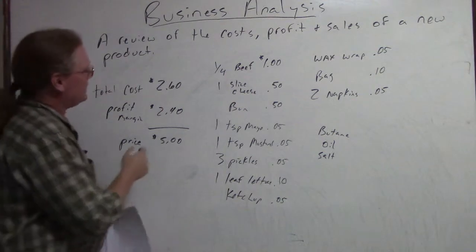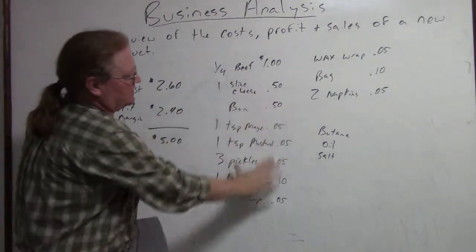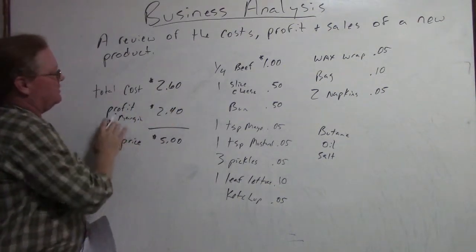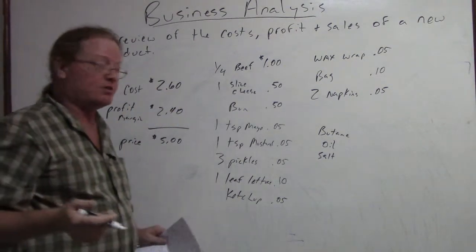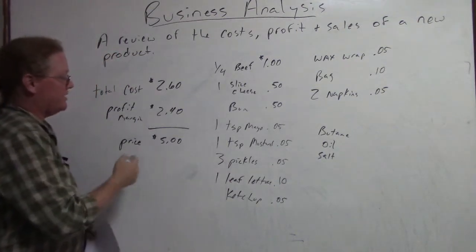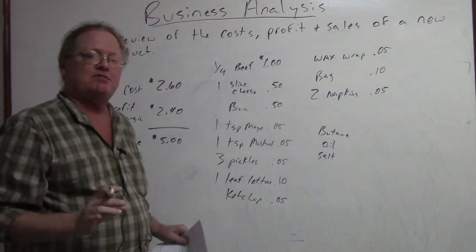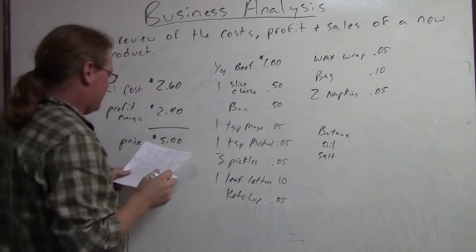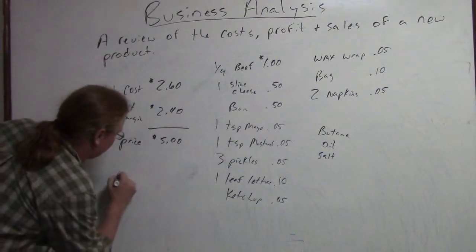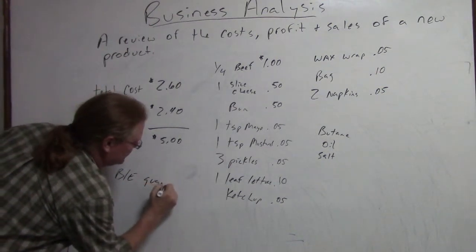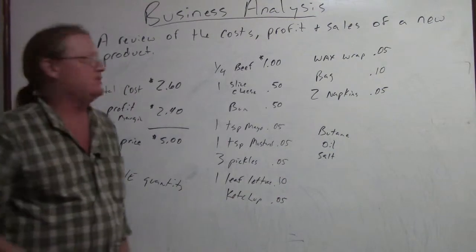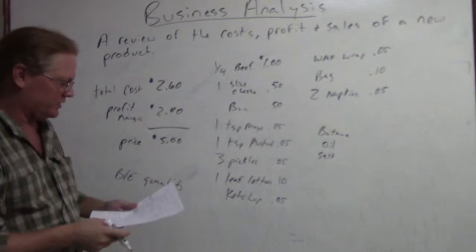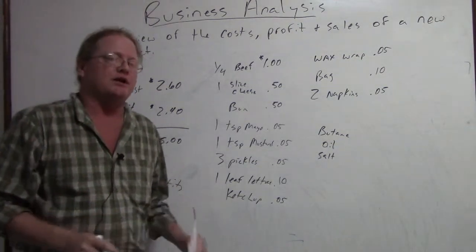So anyway, here's a costing out of the burger, coming to a total of $2.60. We're hoping for a profit margin of $2.40, which will give us a price of about $5. So now we would need to go find the break-even quantity, which will be on another video. We need to look at our target costing and value analysis as well.